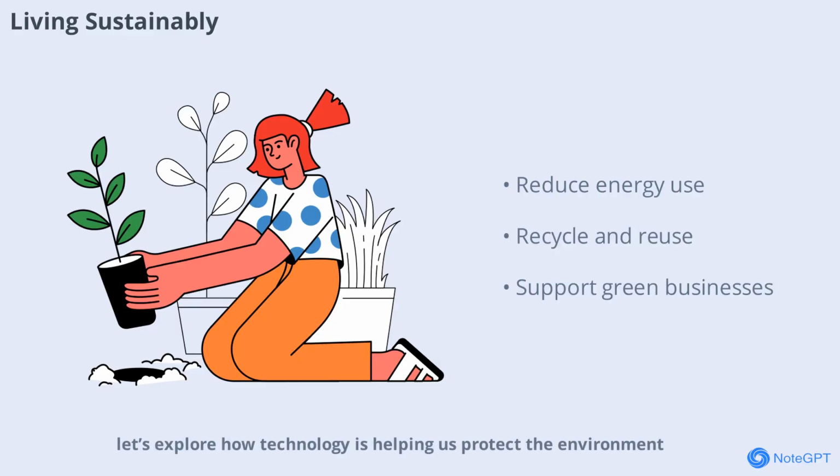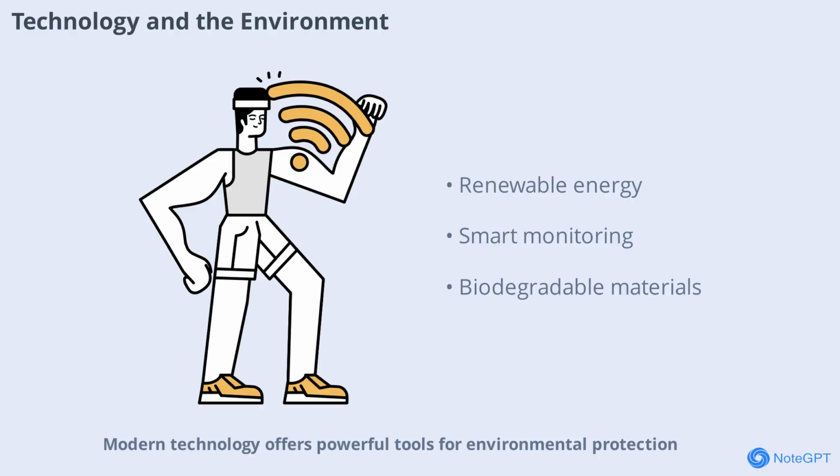Next, let's explore how technology is helping us protect the environment. Modern technology offers powerful tools for environmental protection. Renewable energy sources like solar and wind reduce greenhouse gas emissions. Smart sensors and data analytics help monitor pollution and track environmental changes in real time. Advances in materials science are leading to biodegradable plastics and cleaner manufacturing processes. Technology, when used wisely, can help us solve some of our biggest environmental challenges.